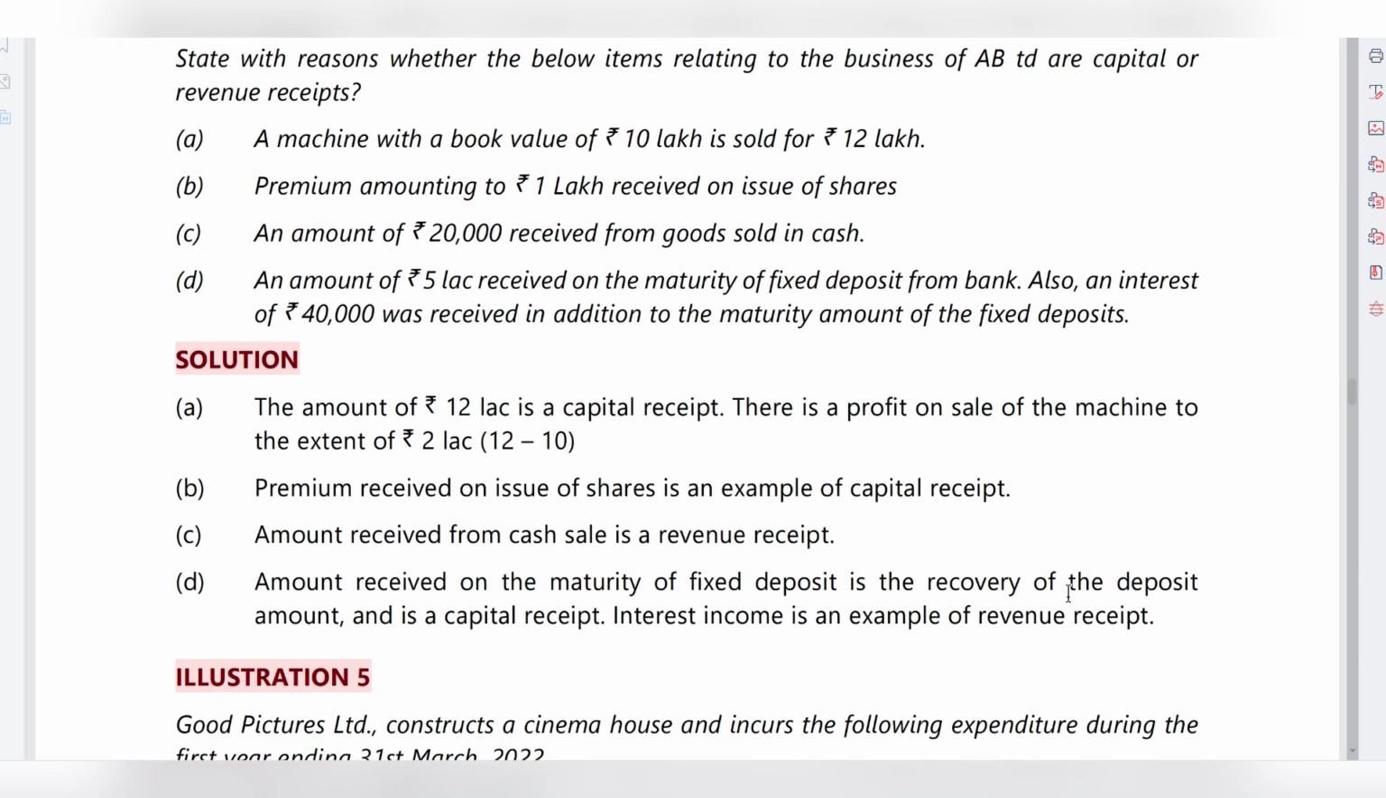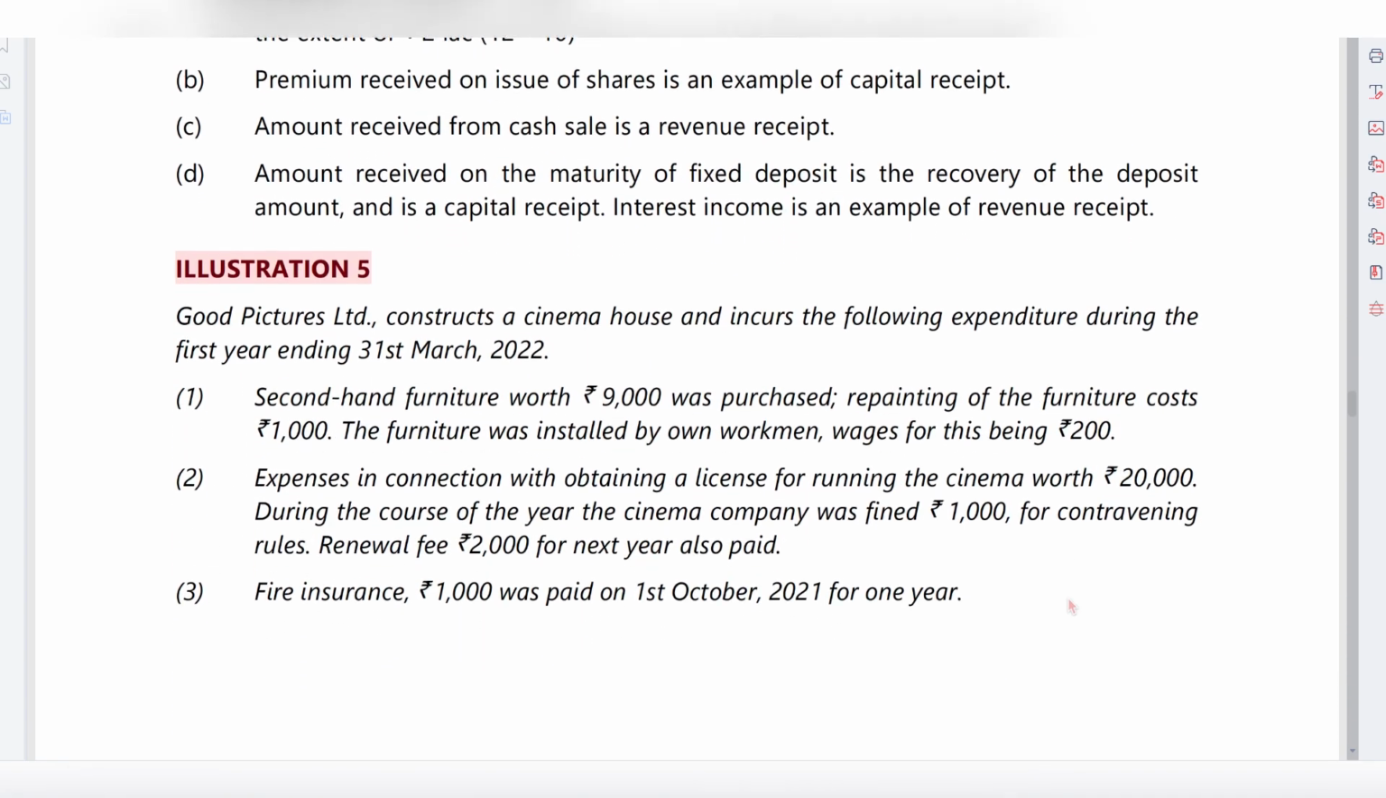The amount which we receive back from a deposit, for example a security deposit which we kept with the landlord, or a fixed deposit which we kept with the bank, if we are recovering those deposits back, those are considered as capital receipt, but interest on those is considered as revenue receipt. Now coming to illustration 5.